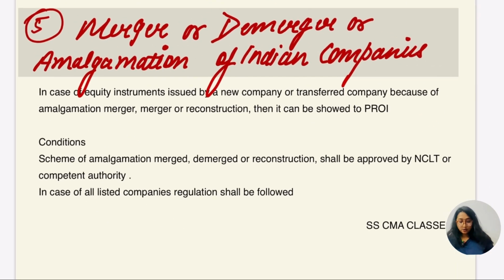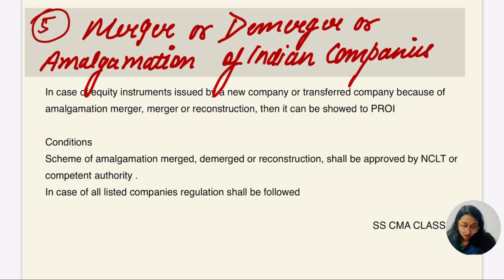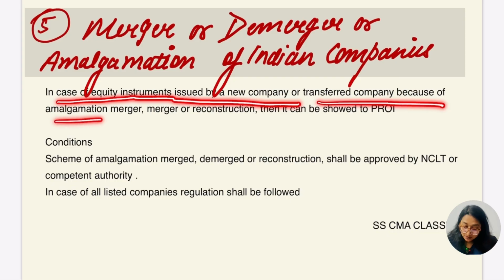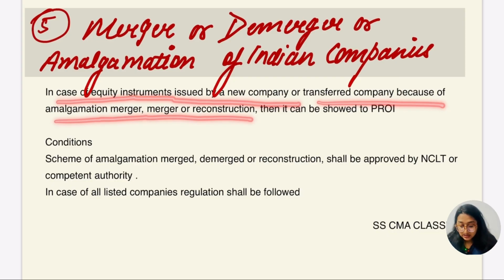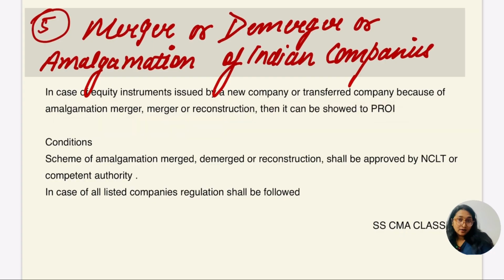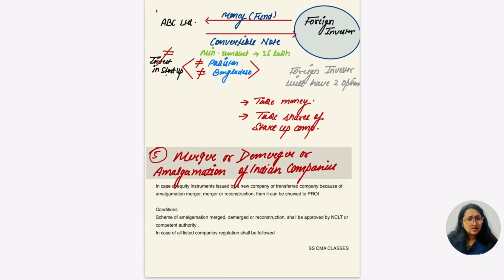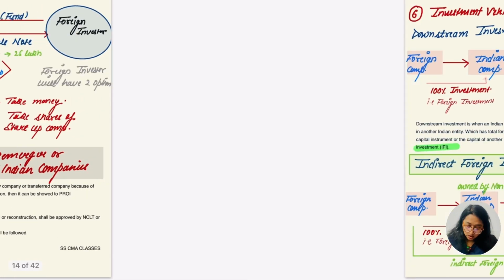Let's get into the fifth point, merger or acquisition or amalgamation of the Indian company. In case of equity instruments issued by the new company or transferee company because of amalgamation, merger or reconstruction, then it can be issued to PROI. What is the condition here? Scheme of amalgamation, merger, demerger or reconstruction shall be approved by whom? NCLT or the competent authority here. In case of listed companies, regulations shall be followed. Okay, this was a little bit about merger and demerger of Indian companies.